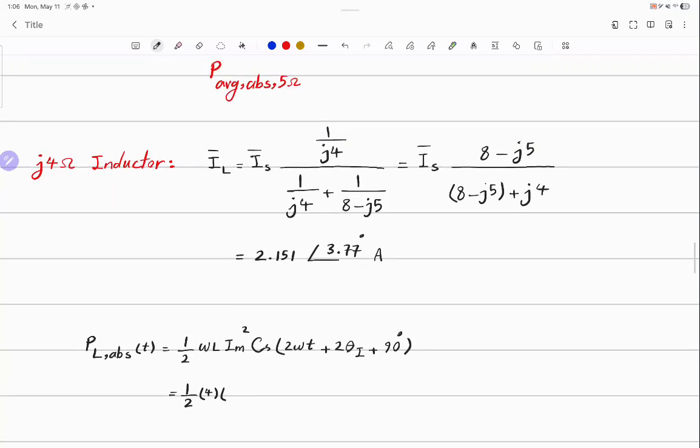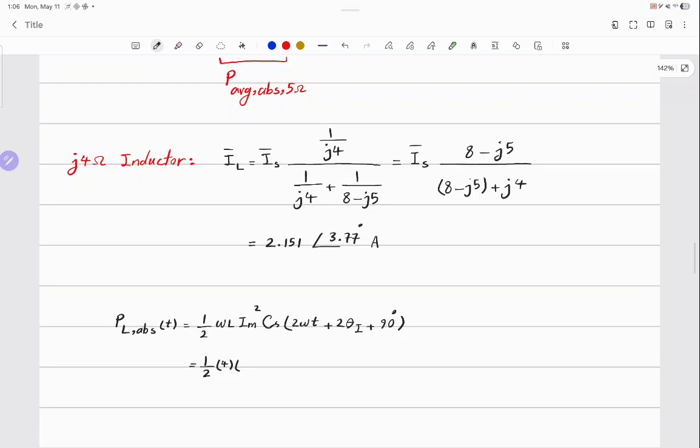Next, Im. What is the value of Im? Next, P. 2.151 amps squared cosine 8t plus 2 times. Next, what is theta I? What next? Next. 3.77 degrees plus 90 degrees.